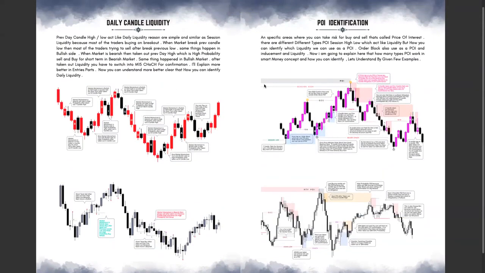So daily candle, liquidity, session identification, and this is an interesting thing actually. So anyone have any question related to this one? You can ask me here. These are all liquidity stuff. Main thing is liquidity identification.